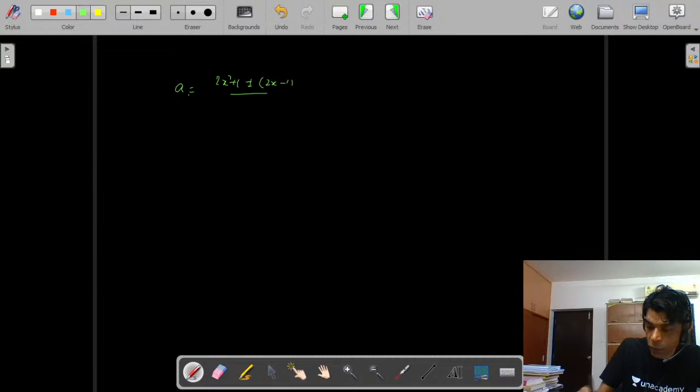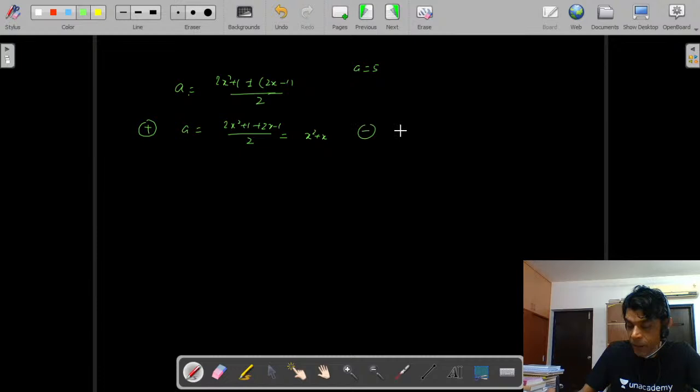So now if you take the plus sign, you will get a equals (2x² + 1 + 2x − 1)/2. That gives you x² + x. If you take the negative sign, you get a is (2x² + 1 − (2x − 1))/2, and so you get x² − x + 1. Now is the time to put back a equal to 5.